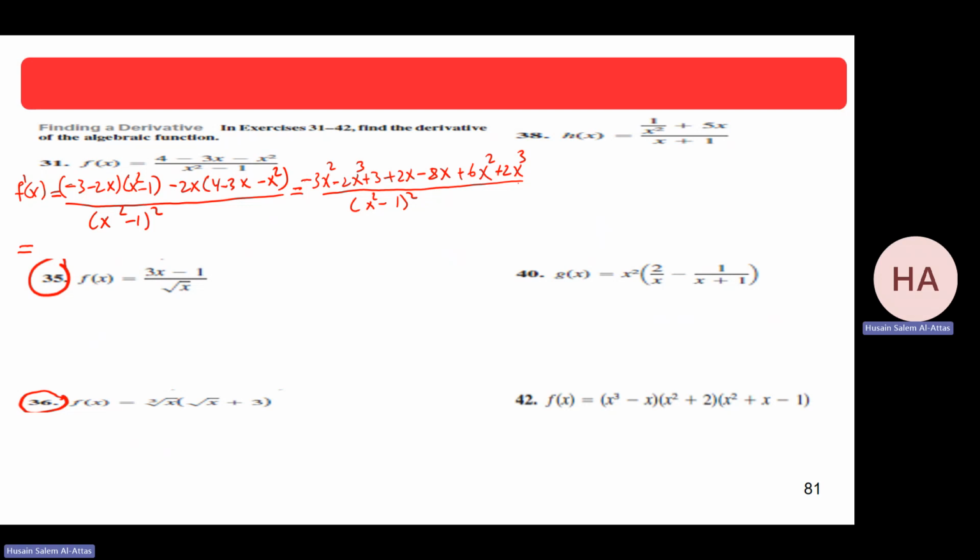Now we'll check. I have x cubed here, and I have x cubed here. So this is cancelled. Nothing in x cubed. X squared, this is x squared, and this is x squared. So I have 3x squared. Okay. I have minus 8x and 2x, so I have minus 6x plus 3, and that's it. I have everything now, over x squared minus 1, which is x minus 1 squared times x plus 1 squared.